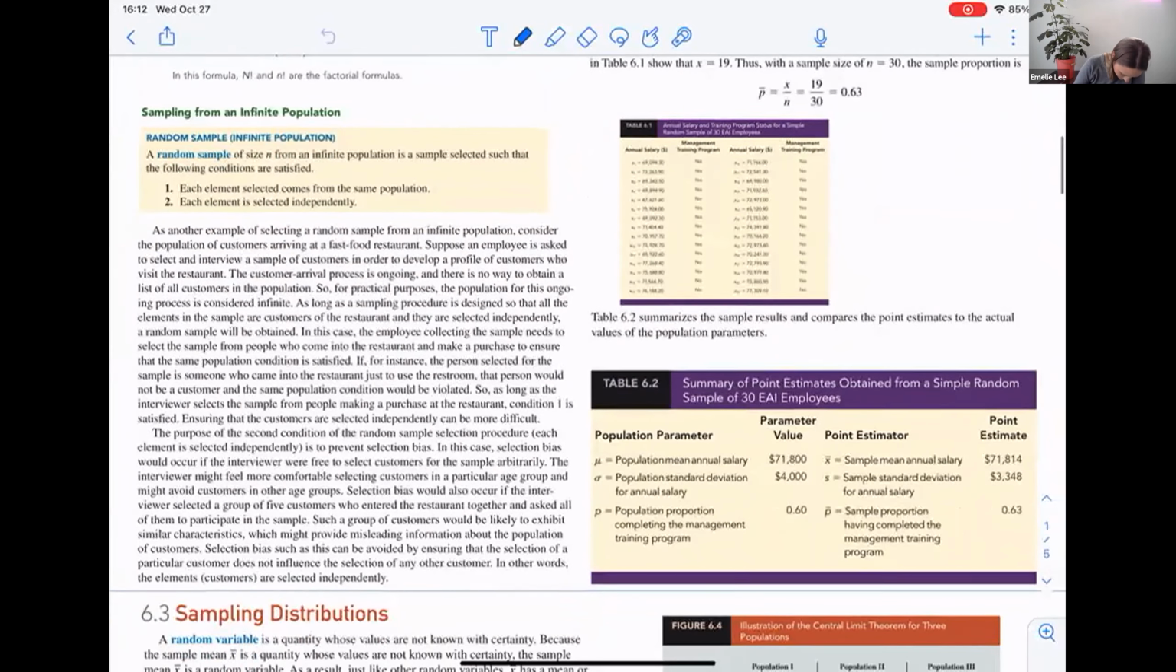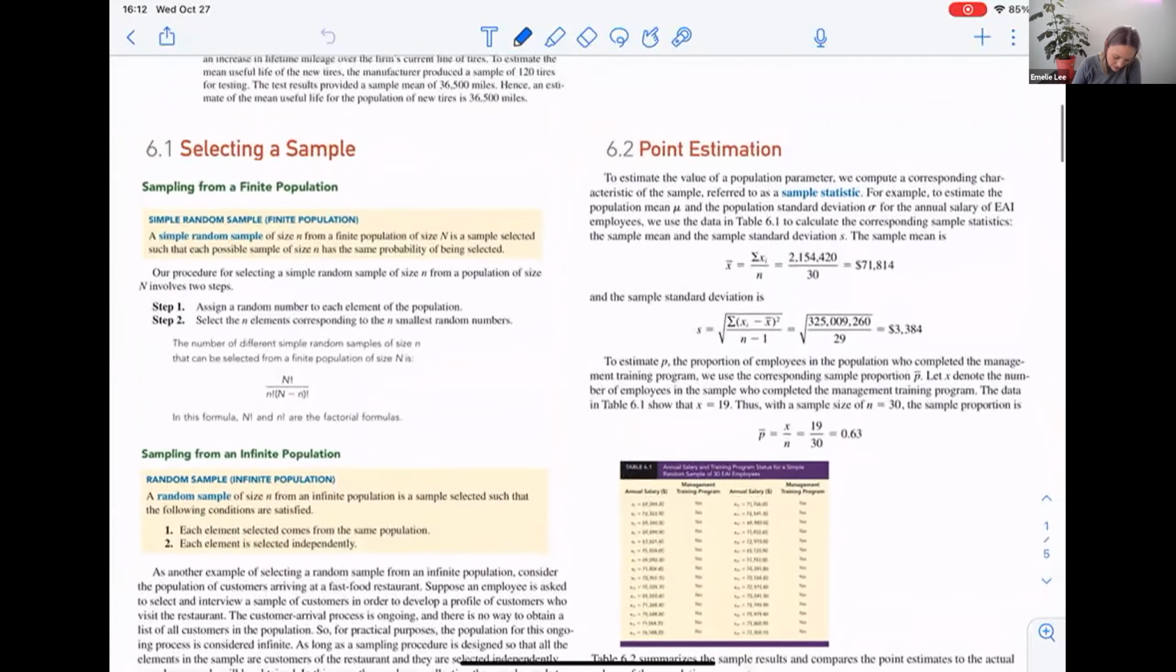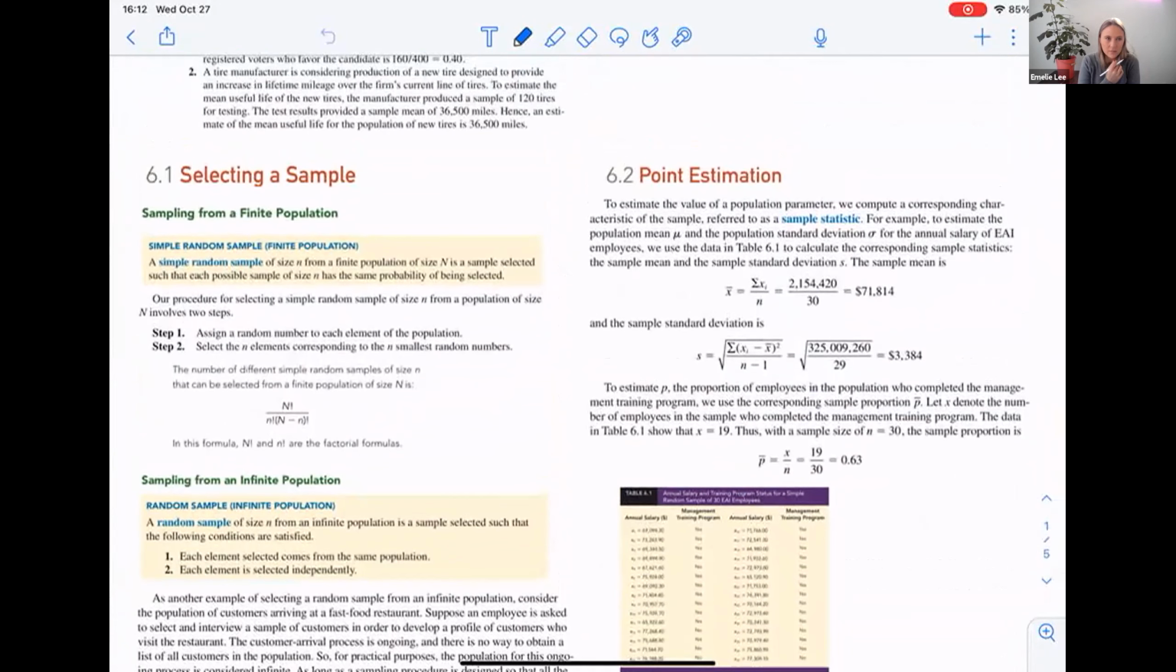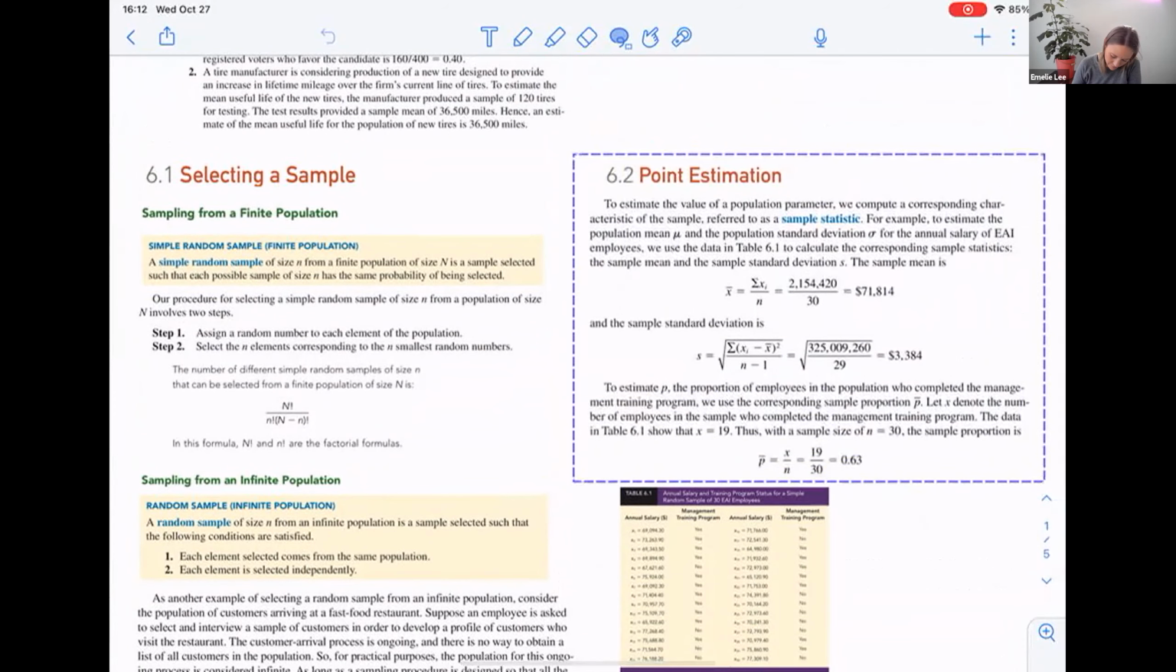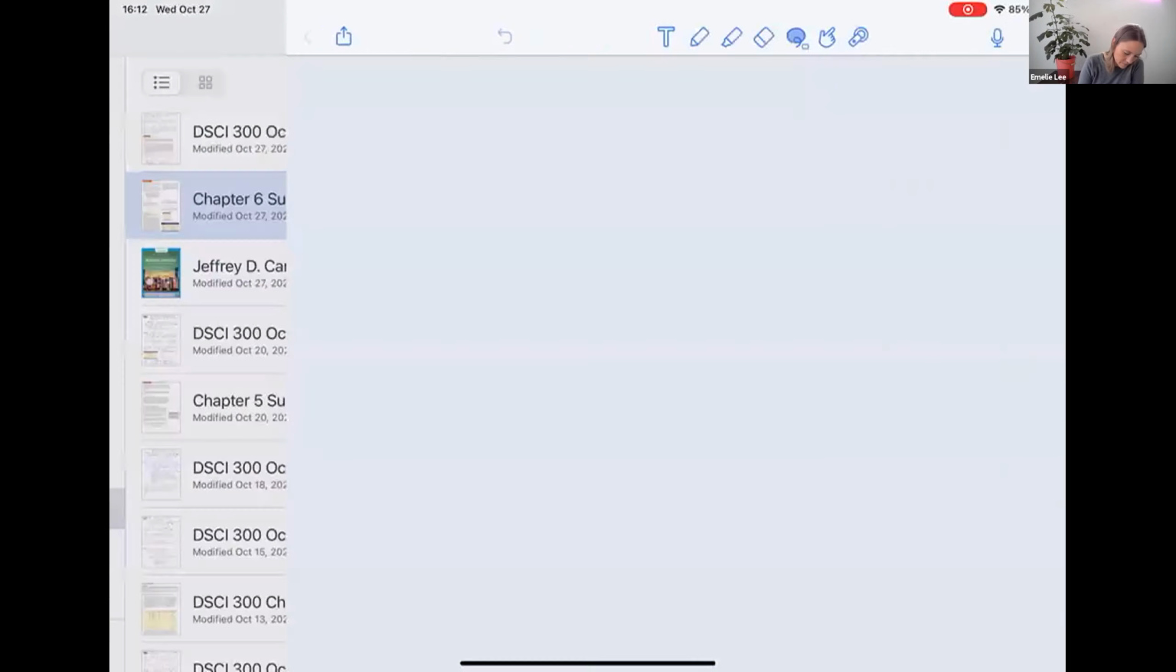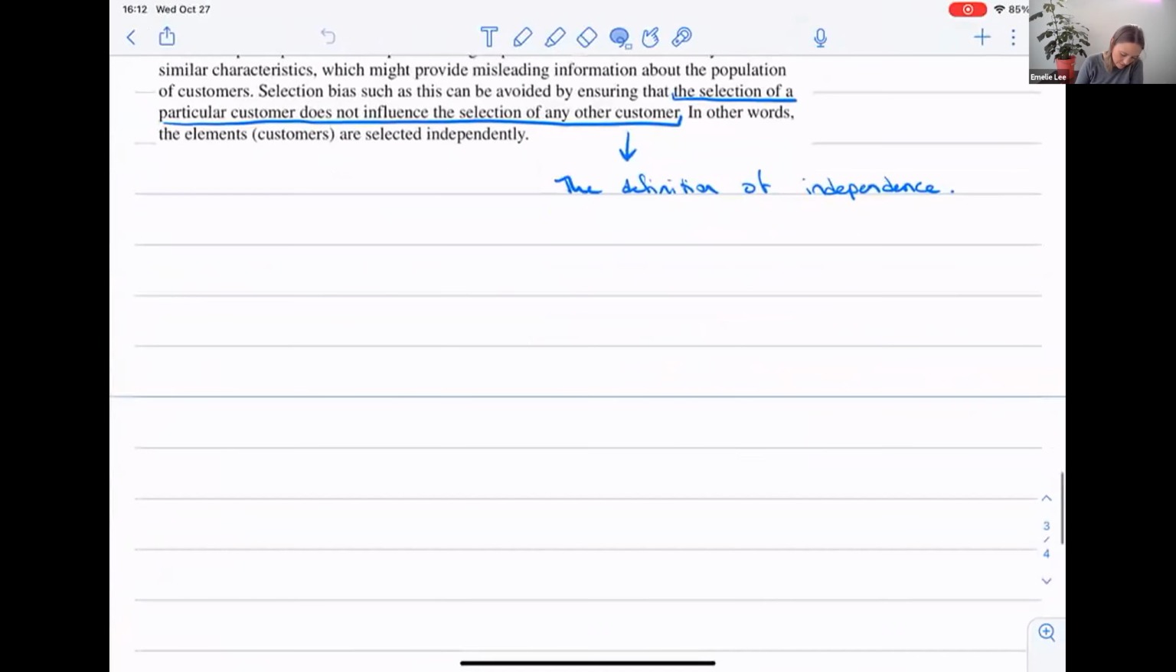Is that all I wanted to say about sampling? Okay, that's fine. Bring this whole chunk in here.